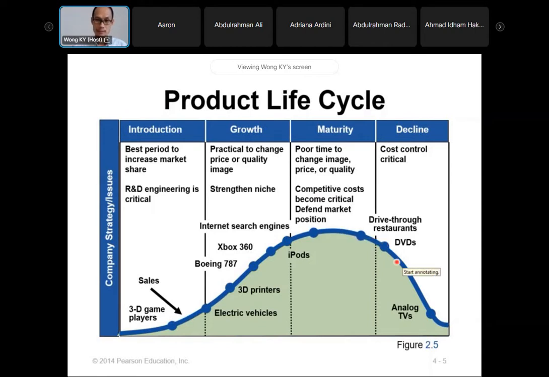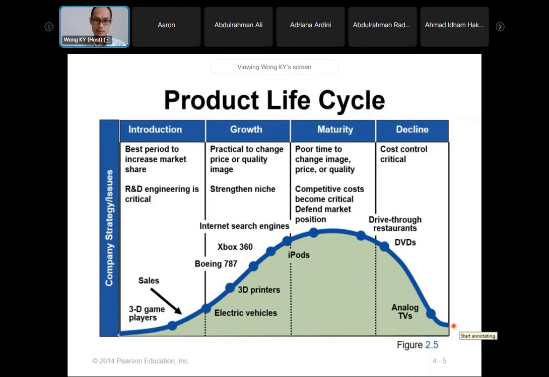Okay, in the decline phase, the demand for the product will go down. Slowly the product will become obsolete, and later it will die down. Once it dies down, the product will virtually disappear from the market. So at that time, it means that you can only find the product in the museum, right? So look at some examples of products.